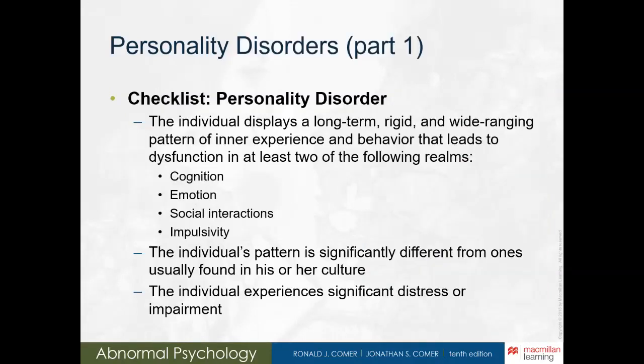When we look at the DSM 5 in assessing and diagnosing someone with a personality disorder, there are certain things that we need to look out for. So, we need to look at what the individual is saying to us because this individual will typically display a long term, rigid, and wide ranging pattern of inner experiences and behaviors that leads to dysfunction in at least two of these four areas: cognition, which is thoughts, emotion, social interactions, and impulsivity. And typically, the individual's pattern is going to be significantly different from ones usually found in their culture. And the experiences can cause significant distress or impairment.